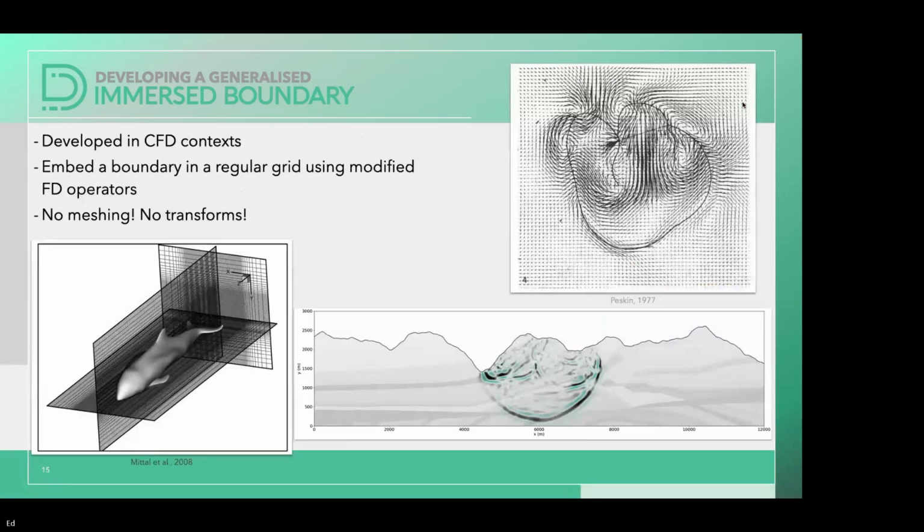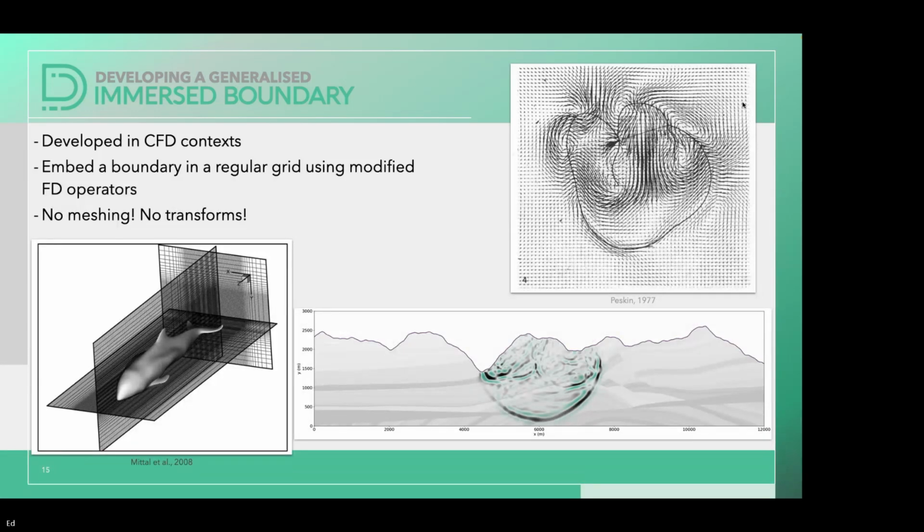So what do we do? Well, we nick an idea from computational fluid dynamics, because they already figured it out about 50 years ago. They came up with this idea of an immersed boundary, where they say, well, we have really horrible things to mesh, things like porpoises and hearts and dragonfly wings, things that move and all of this other stuff. And we don't want to mesh them. So what are we going to do? Well, we're going to just embed them in a regular grid by using modified finite difference operators.